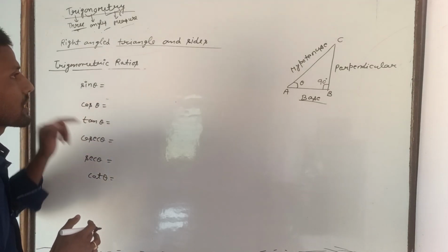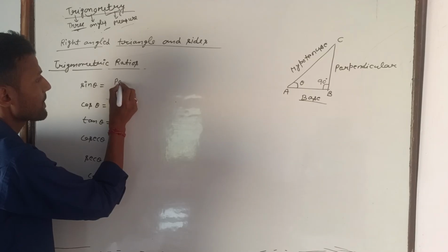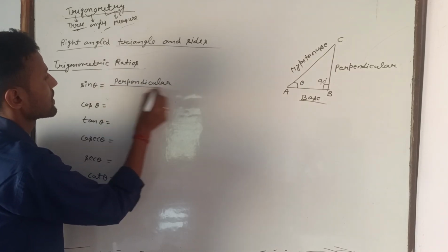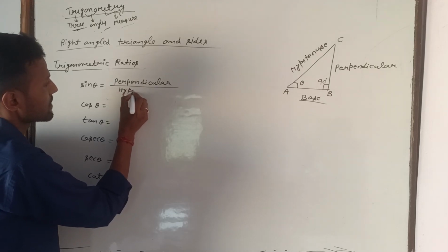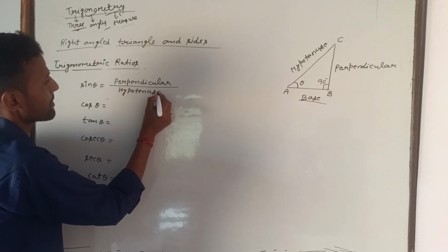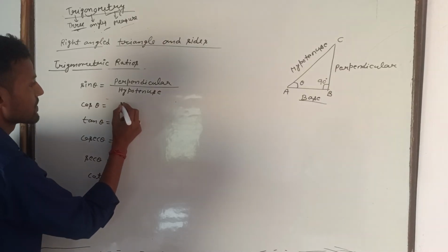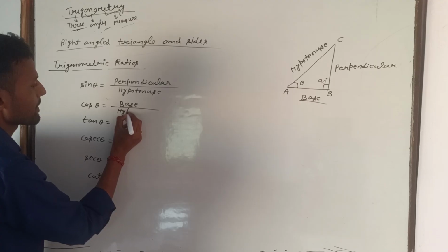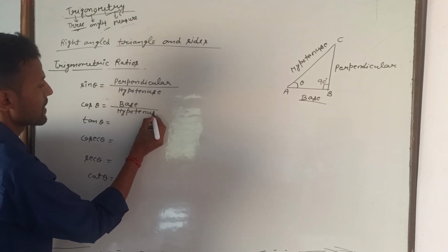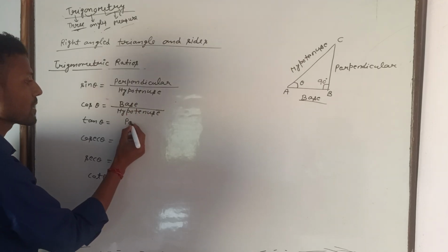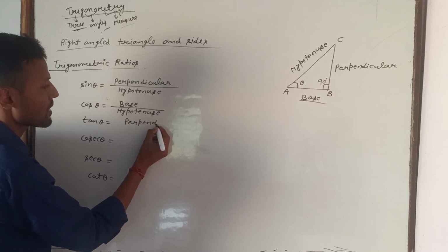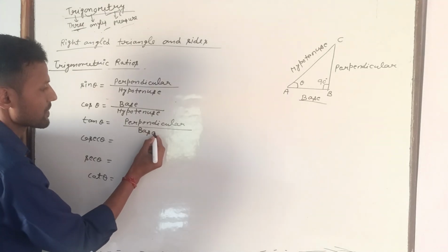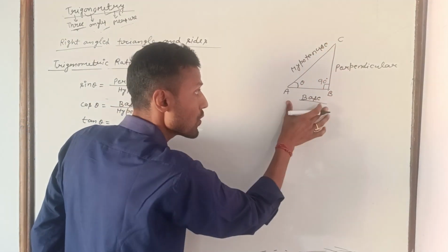So what is sine theta? Sine theta is perpendicular upon hypotenuse. And cos theta is base upon hypotenuse. And tan theta is perpendicular upon base.